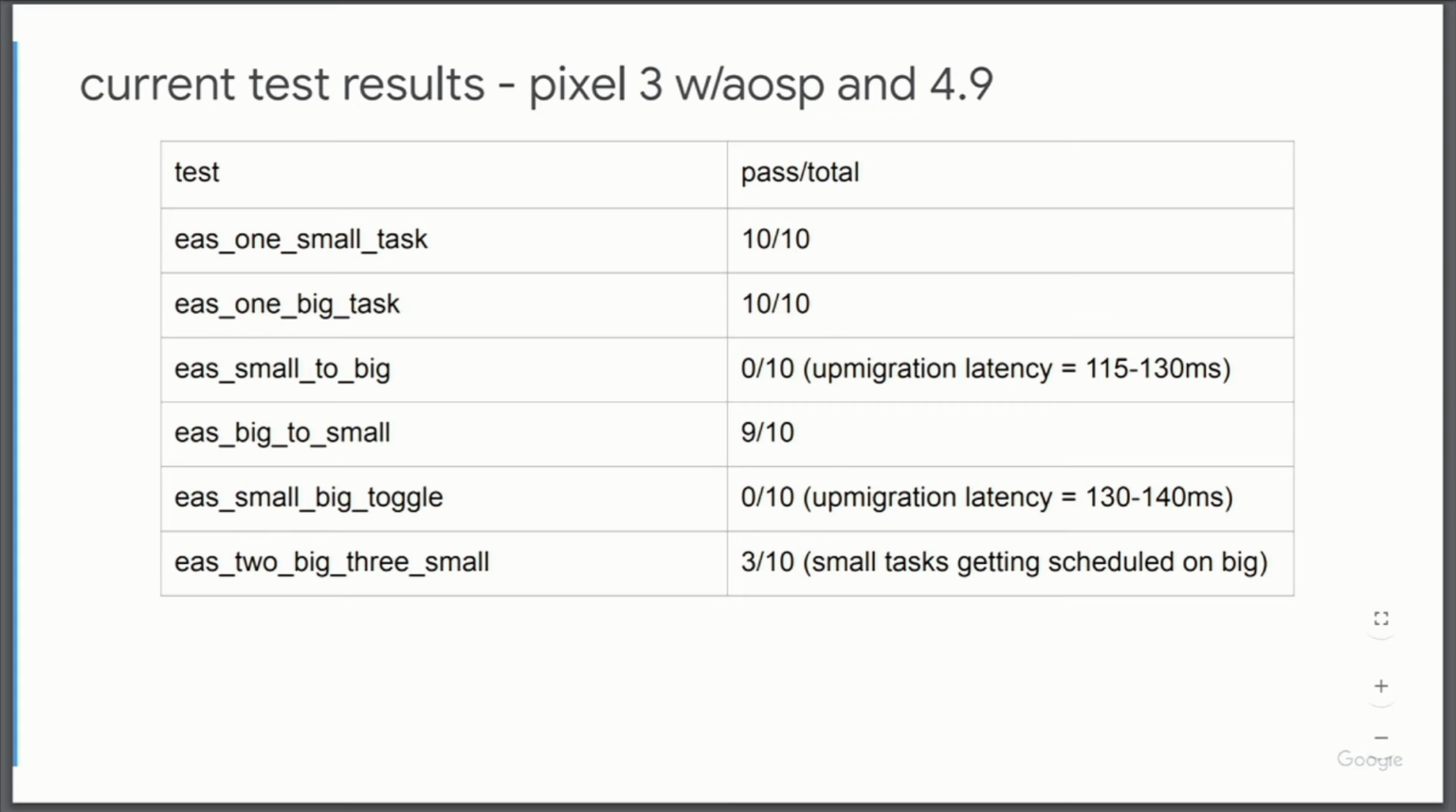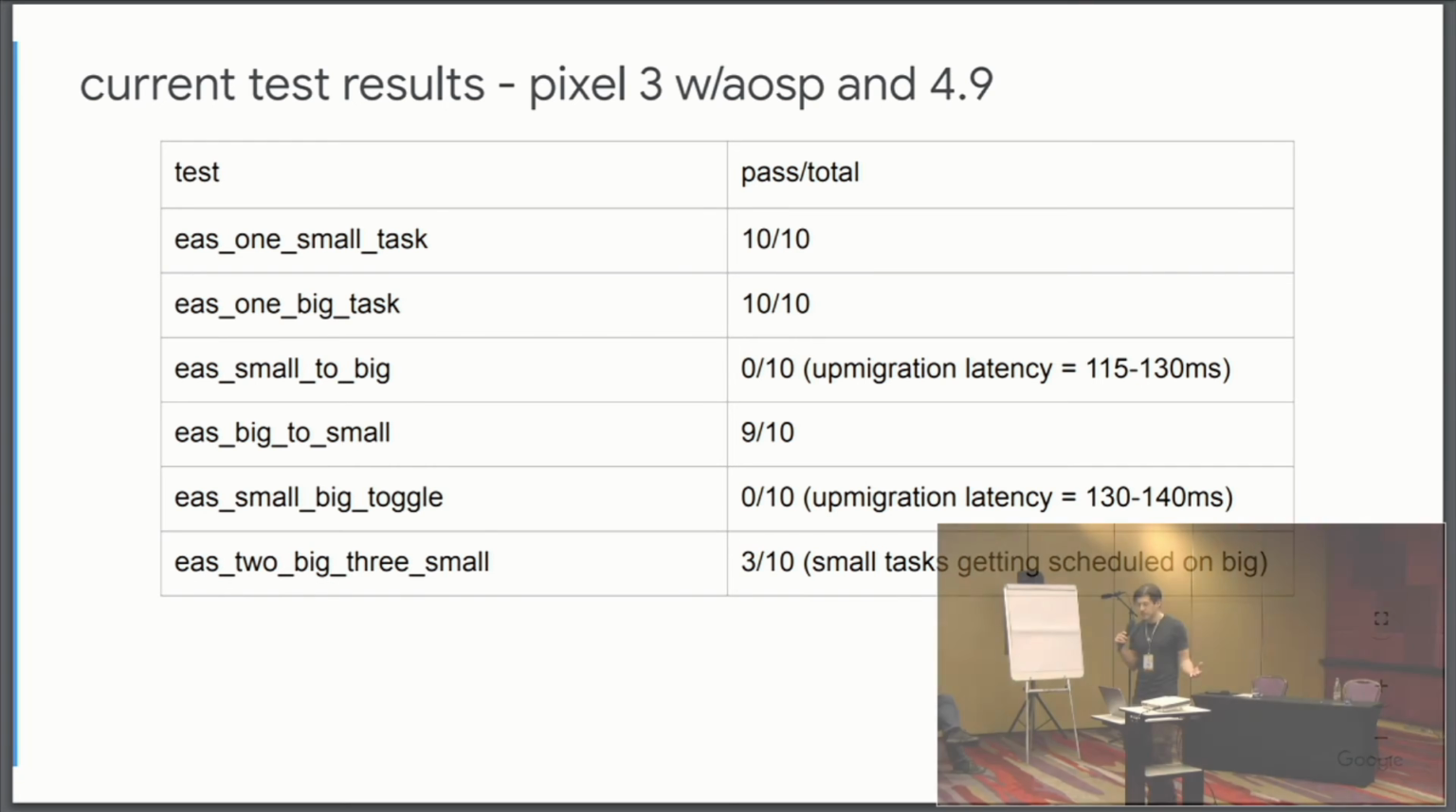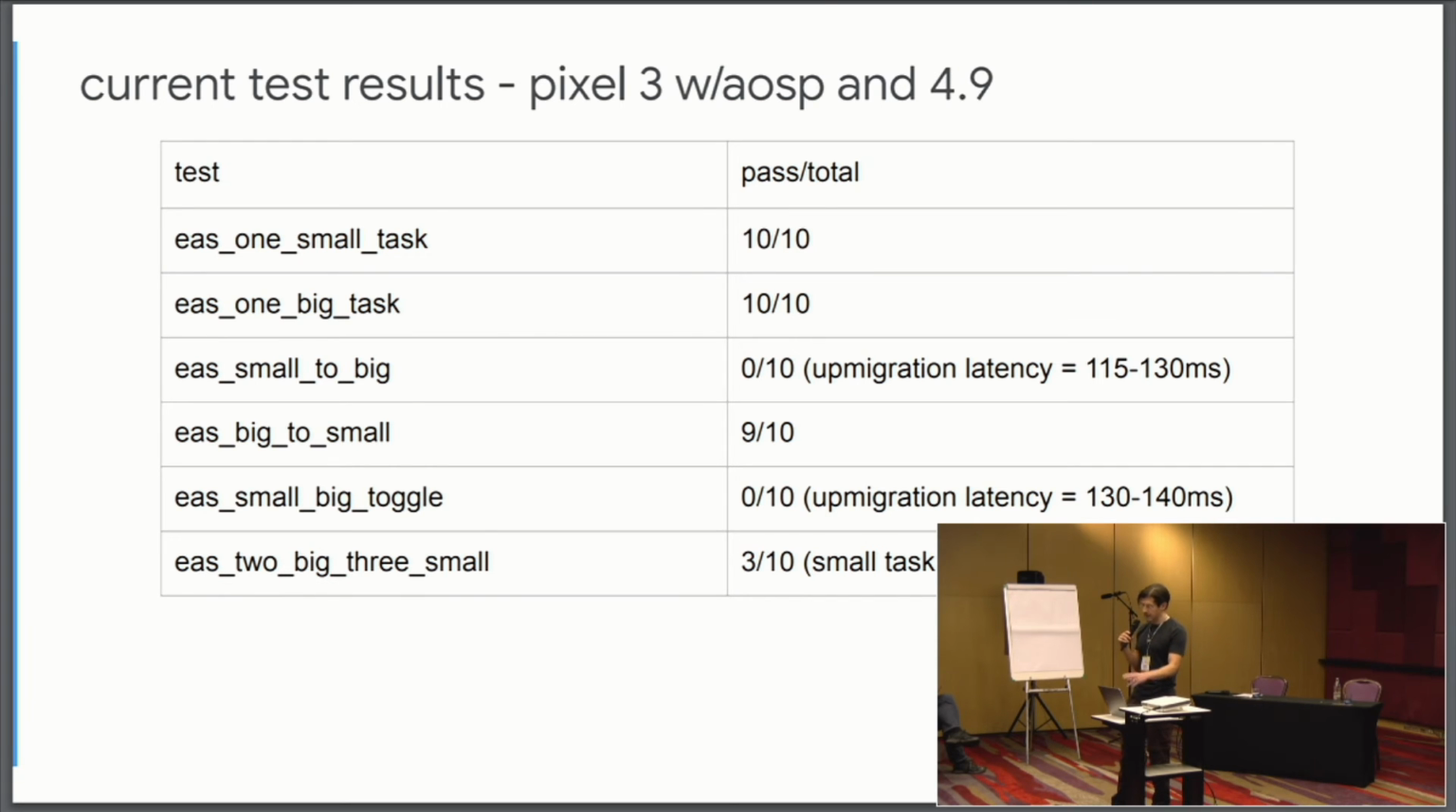Small big toggle, again, it's the migration latency that's killing that, so the small to big transition is consistently happening slow. And then EAS 2 big, 3 small, the small tasks are consistently running on big cores. And this is something that you'll see in the HiKey960 results as well. In discussion with ARM, the ARM folks have graciously played with this as well and given me some results, and they're also seeing that. So I think this would be a good thing to look into.